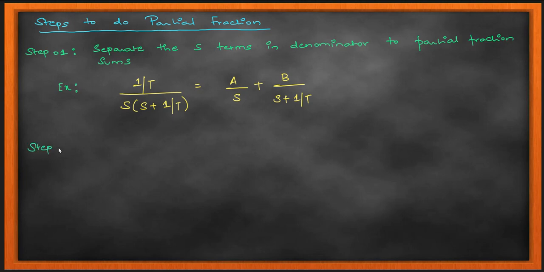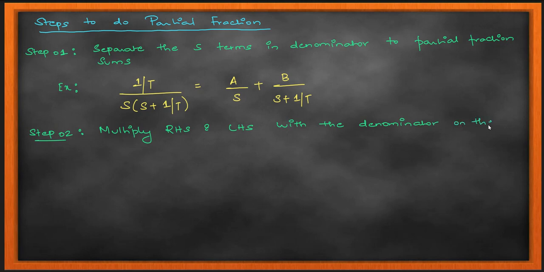And now I'm going to do step 2. For my step 2, I am going to multiply the right hand side and the left hand side with the denominator of the left hand side. Alright, okay, good. So it's confusing, yeah, but when you see it, it makes sense. So what I'm doing is, the denominator on the left hand side is S into S plus 1 by T.